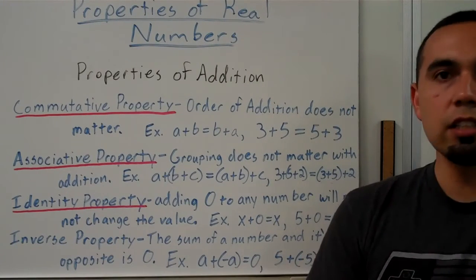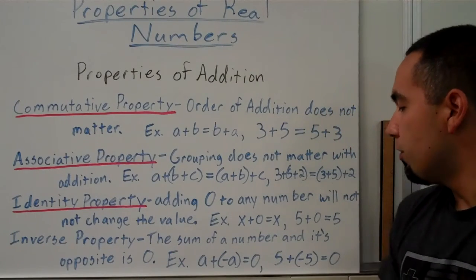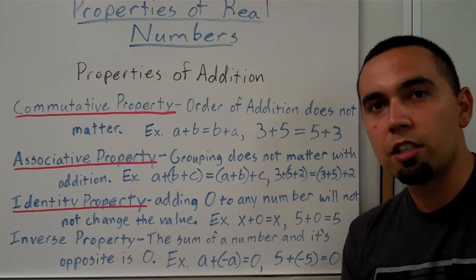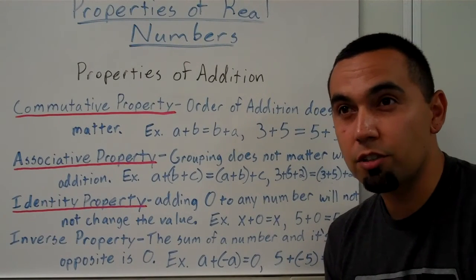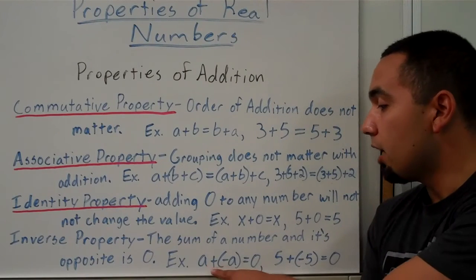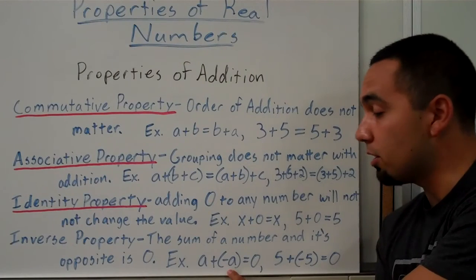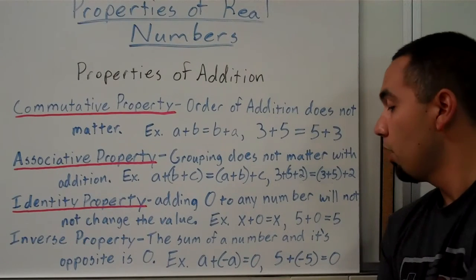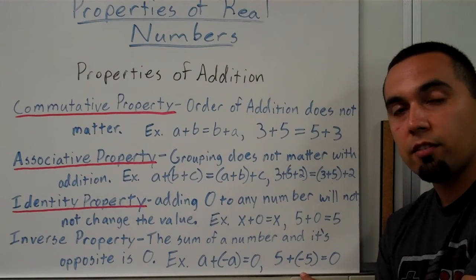And the last one is the inverse property. And the inverse property says the sum of a number and its opposite is 0, okay? And I know we haven't defined opposite yet, but we'll do that in a later session. So A plus negative A, because negative A would be its opposite, equals 0, okay? And if we use numbers, again, we could say 5 plus negative 5 equals 0.